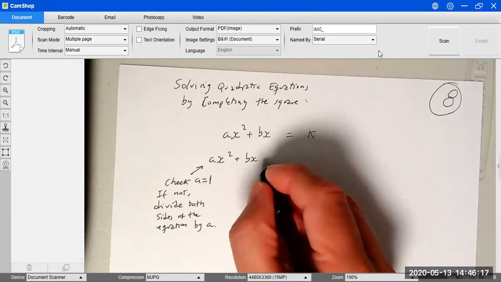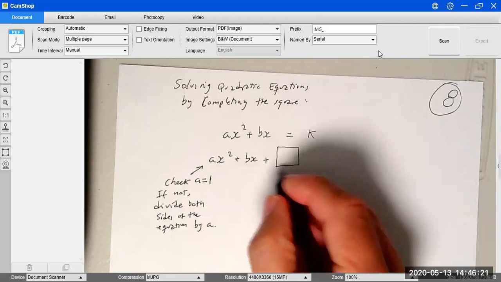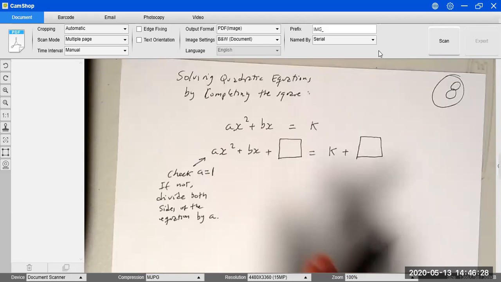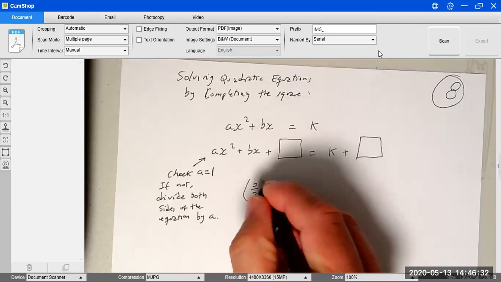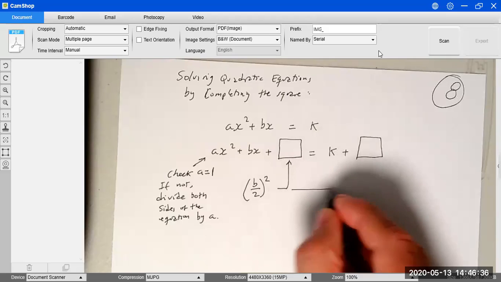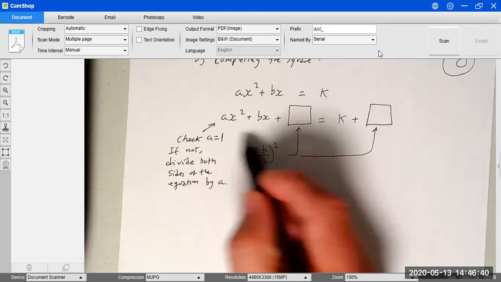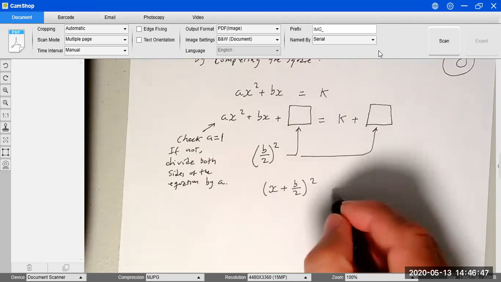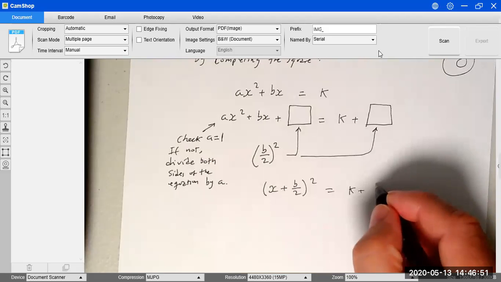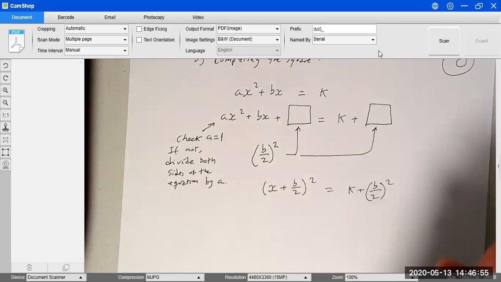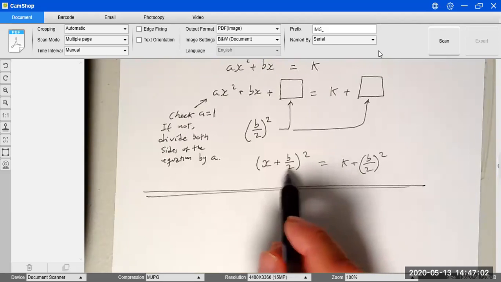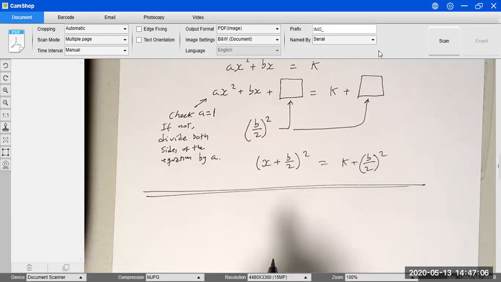Then, once you check that, you're going to make room for something here. But if you make room here, you're going to make room also here. And what is going to go inside of these squares? You're going to put there b over 2 squared, here and here. And in that way, the left-hand side can be written as x plus b over 2 squared, and the right-hand side is going to be just k plus b over 2 squared, and then you can proceed with the rest. And then you can apply now the square root property that we learned in the first section of this chapter.